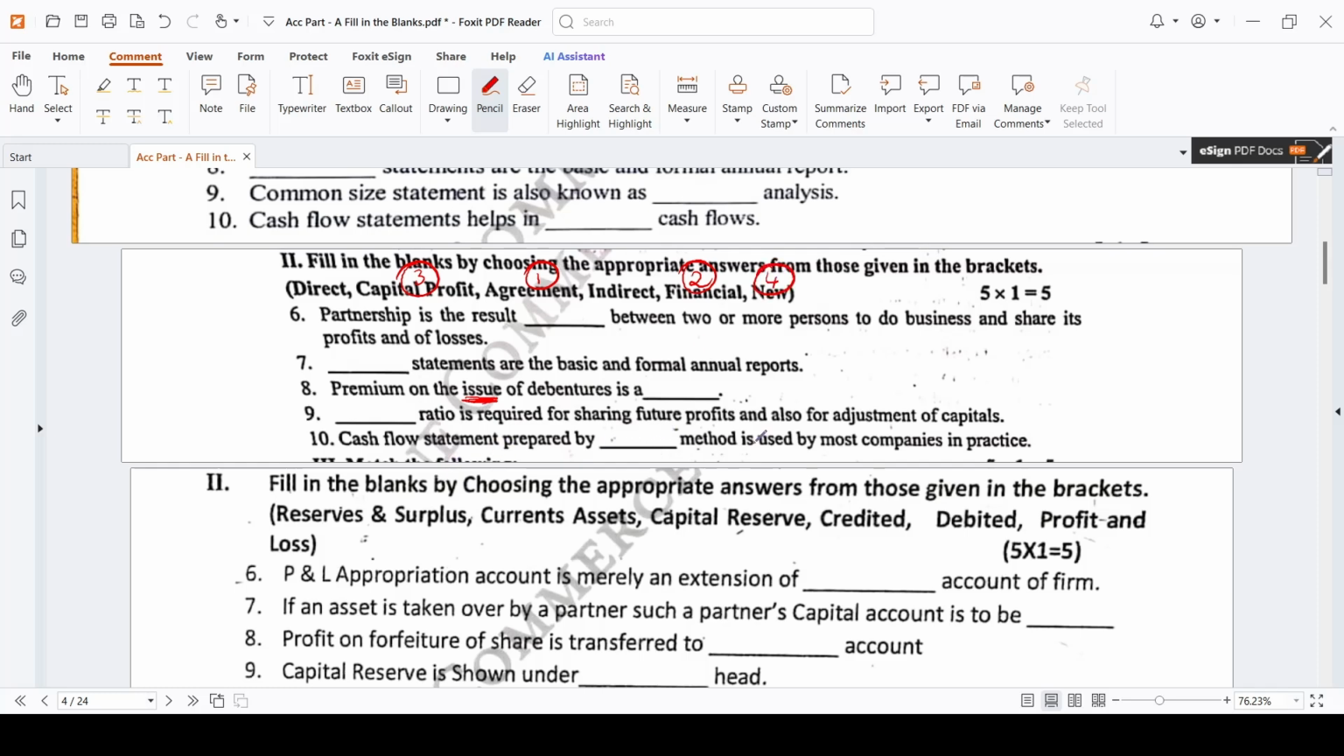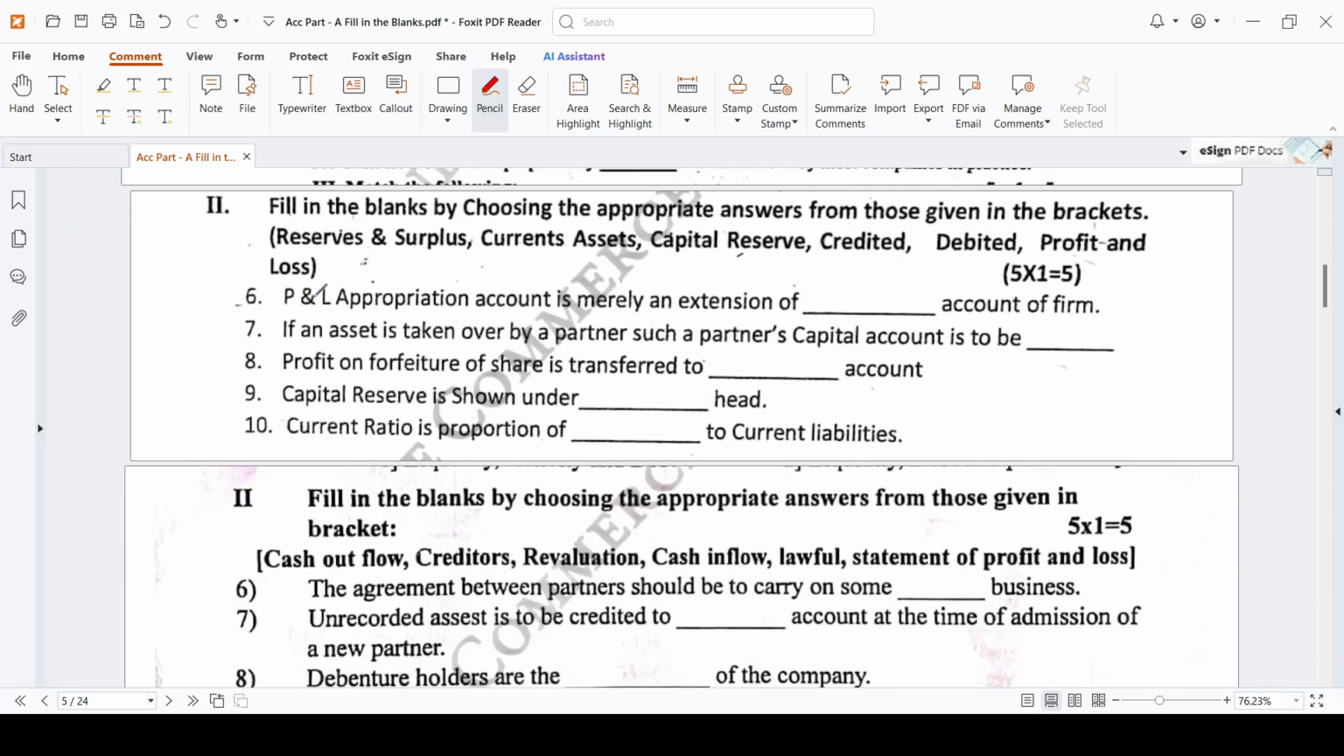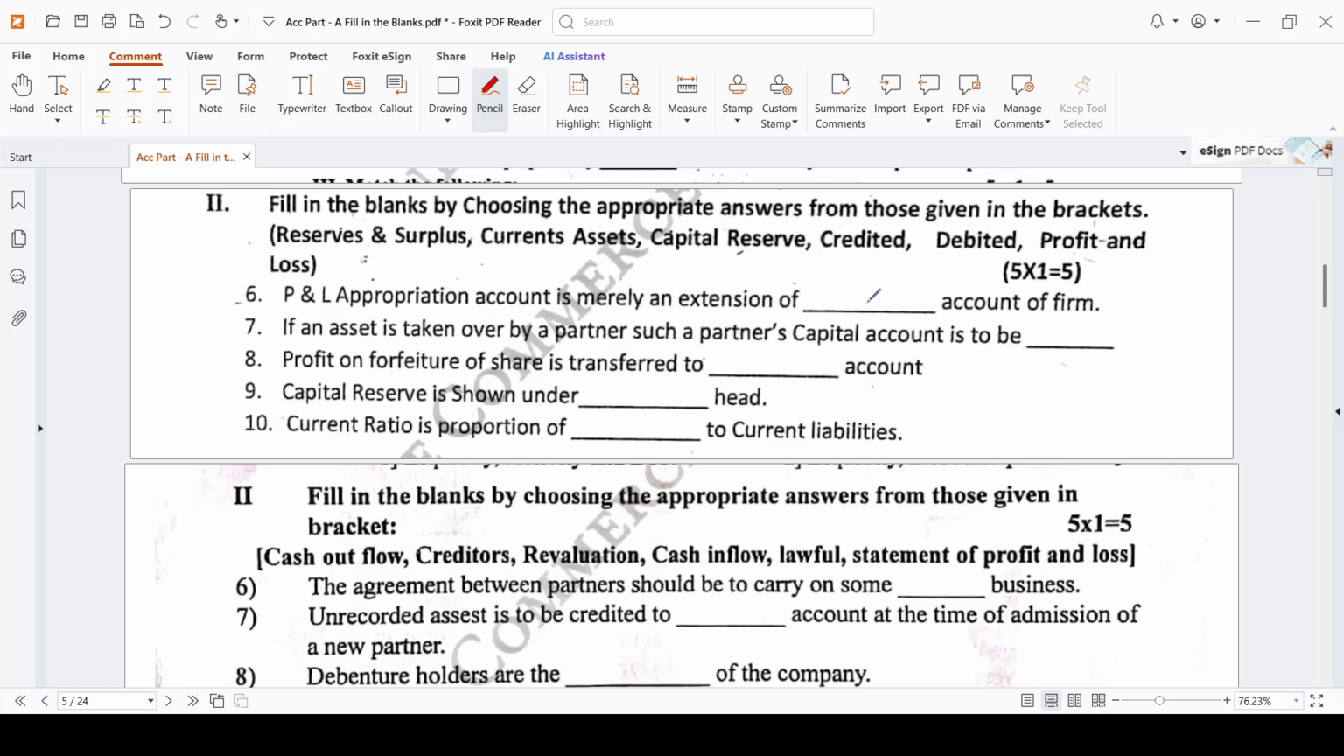Cash flow statement prepared by dash method is used by most companies, indirect method. So this is not there. Next, P&L appropriation account is merely an extension of profit and loss account. If the asset is taken over by a partner, such a partner's capital account to be debited. If any partner takes over any asset, the entry will be partner's capital account debited to realization account. So partner's capital account will be debited.